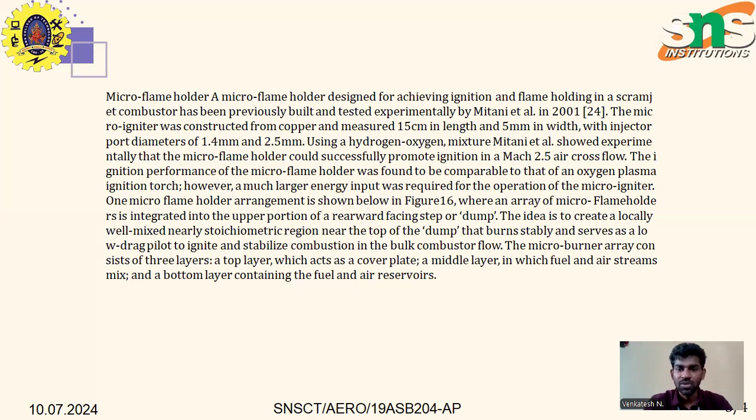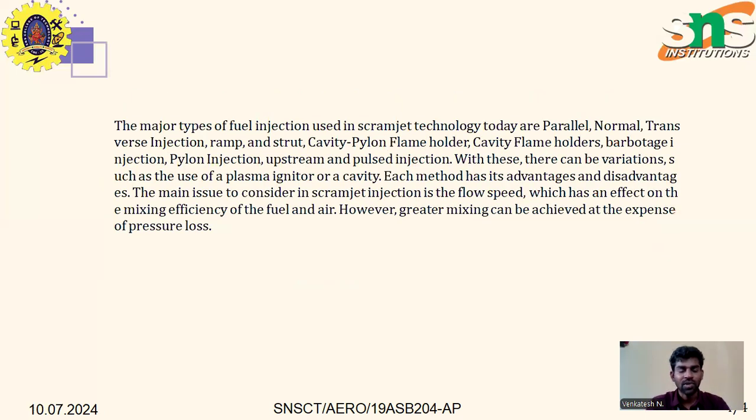Using a hydrogen oxygen mixture, the experiment was conducted with a Mach number 2.5 air cross flow. The idea is to create a locally well mixed, nearly stoichiometric region near the top of the pylon that burns stably and serves as a pilot flame to ignite and stabilize combustion in the combustor flow. The micro burner array consists of three layers: a top layer which acts as a cover plate, a middle layer in which fuel and air streams mix, and the bottom layer containing the fuel and air reservoirs.